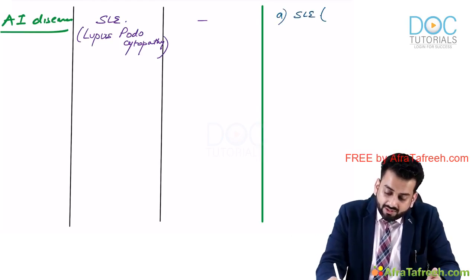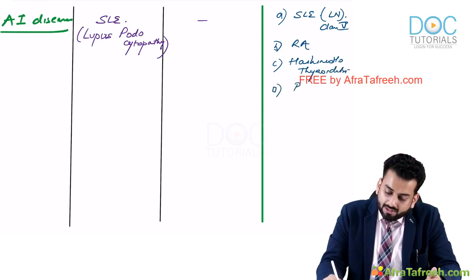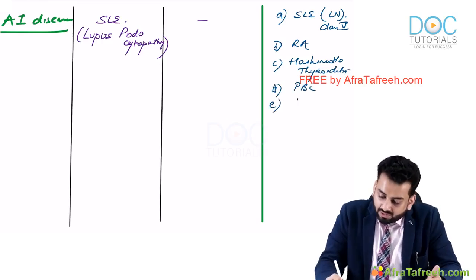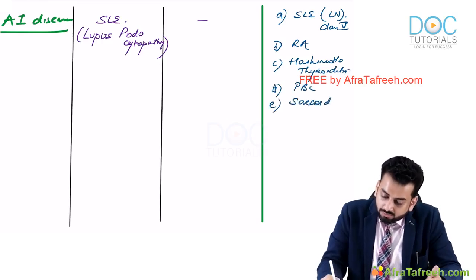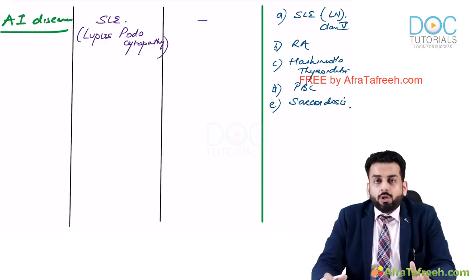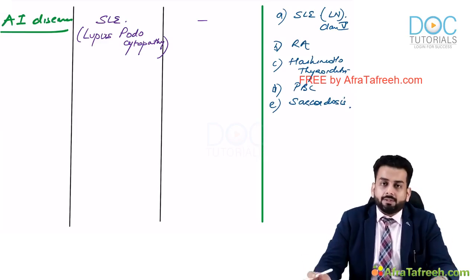We have lupus nephritis class 5, rheumatoid arthritis, Hashimoto's thyroiditis, primary biliary cirrhosis, and even sarcoidosis. So these are the very important autoimmune disorders that cause membranous nephropathy.